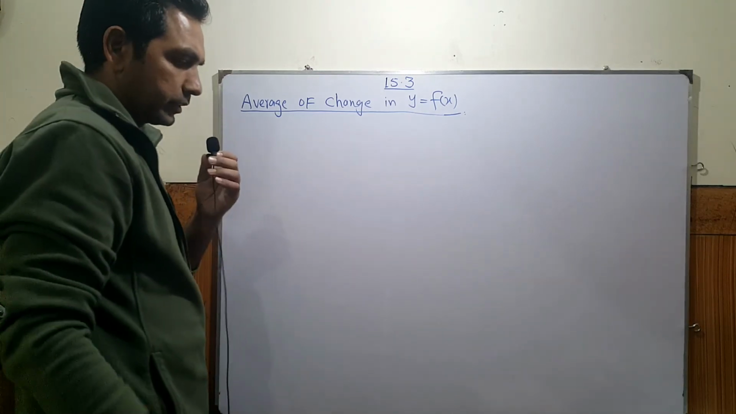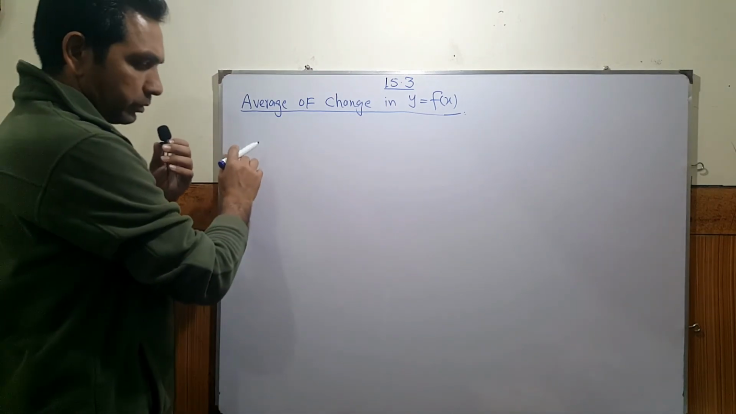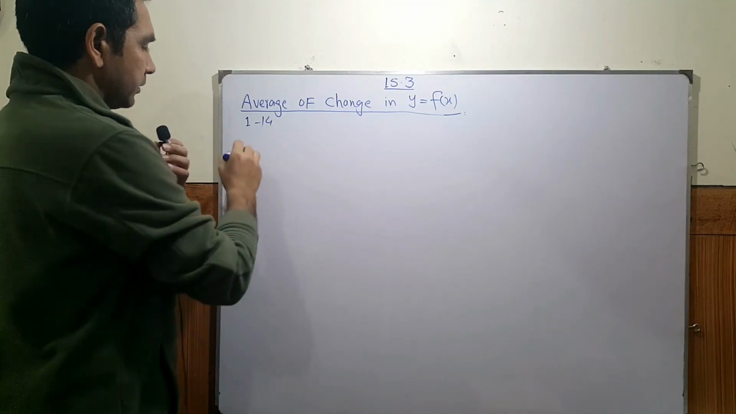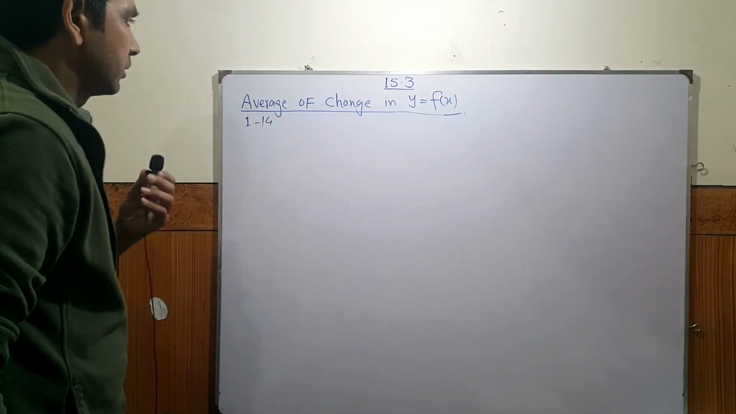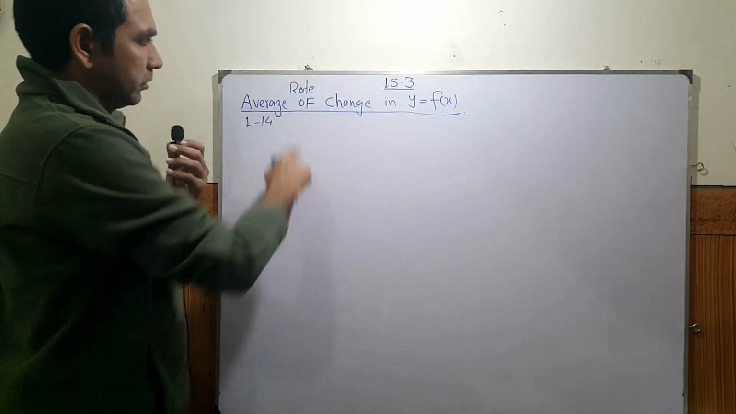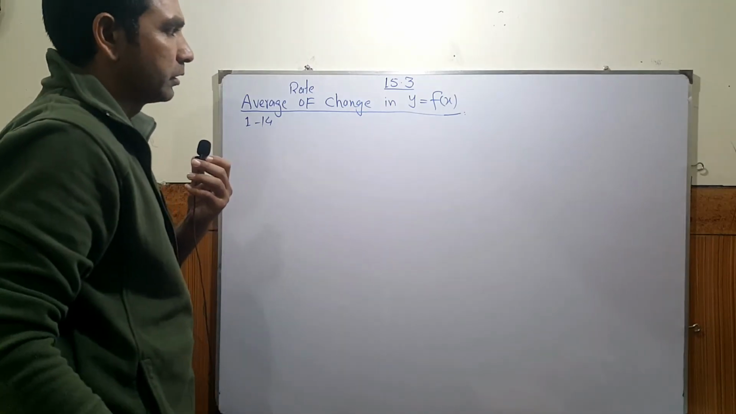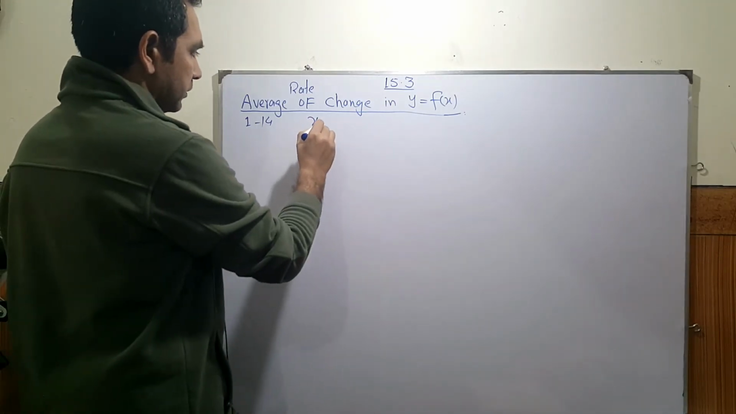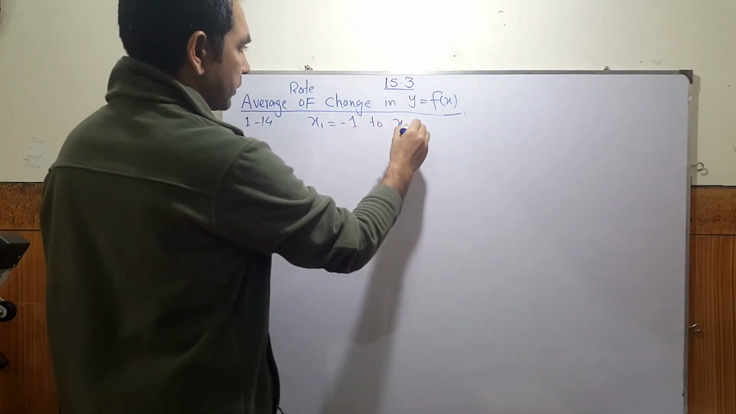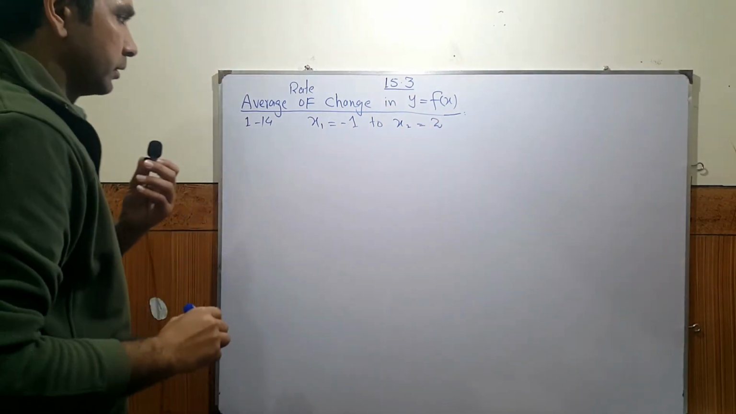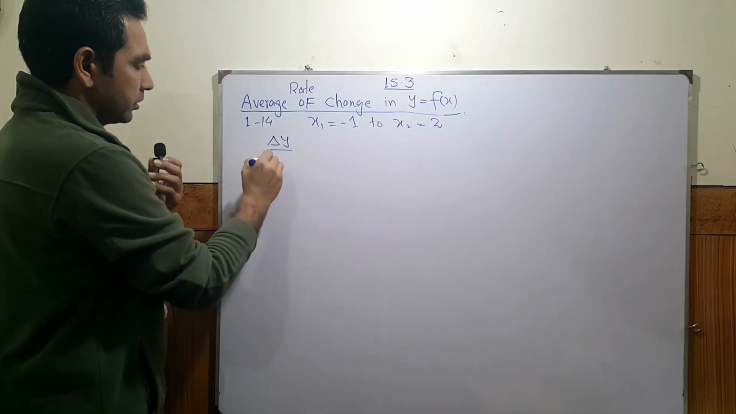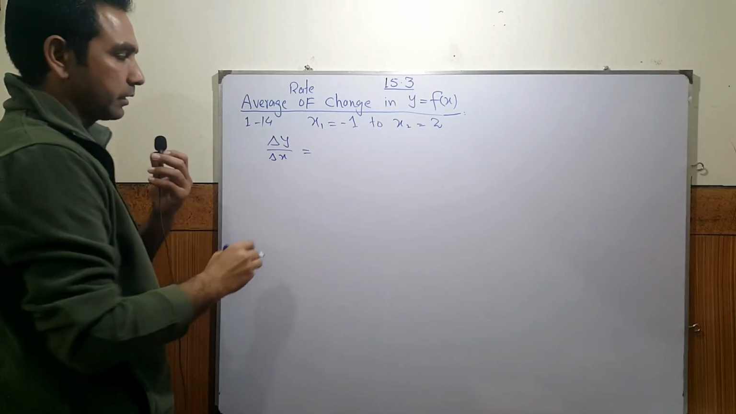Hello everyone. In section 15.3, questions 1 to 14 are asking you to find the average rate of change in the function y equals f of x when x is changing from x1 equals minus 1 to x2 equals 2. So the average rate of change is given by the change in y divided by the change in x.